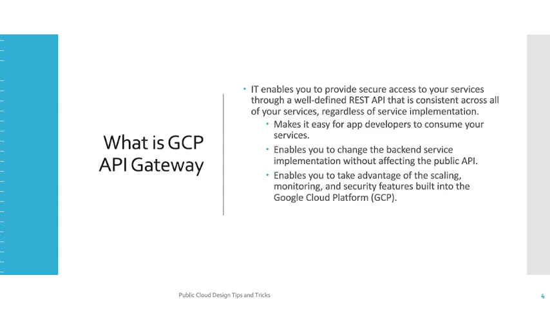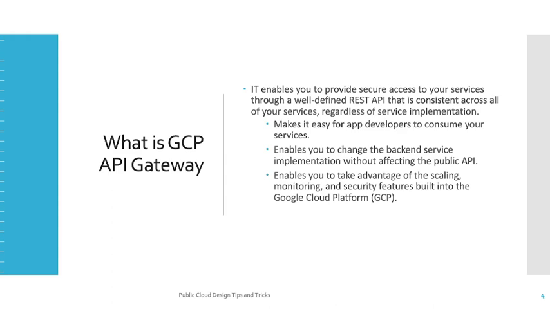So what is a GCP API Gateway? It enables you to provide secure access to your services through a well-defined REST APIs that is consistent across all your services regardless of service implementation. So irrespective of your service implementation, you can define a REST API in your API Gateway and it can be consumed by your multiple consumers or your customers irrespective of your backend implementation.